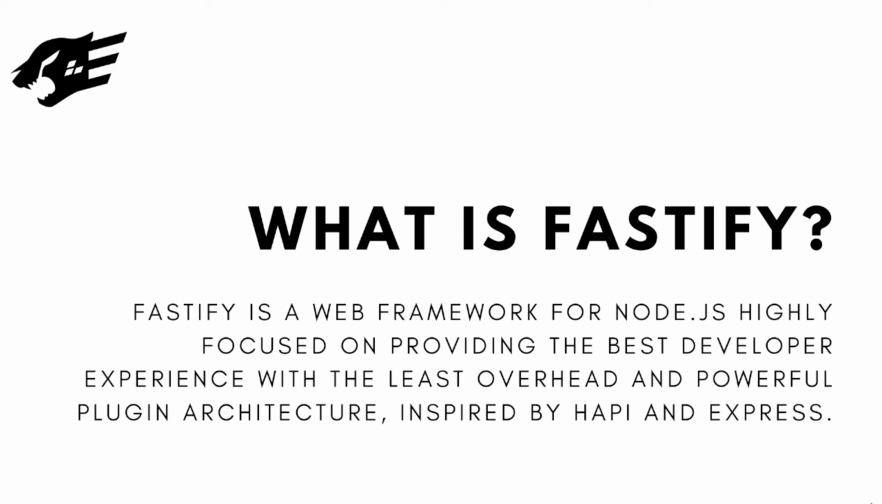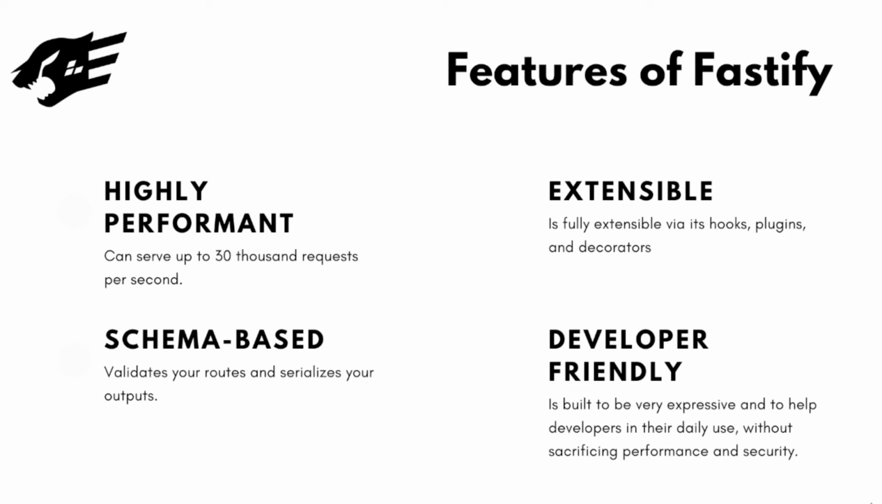You can use this to build powerful APIs. It is similar to Express. So what are the features of Fastify? It is highly performant. It can serve up to 30,000 requests per second. It is extensible with its hooks, plugins, decorators, middlewares, and things like that. And one of the greatest features of Fastify is the Schema Validation. It handles the schema validation for your routes automatically so that you don't have to do that manually.